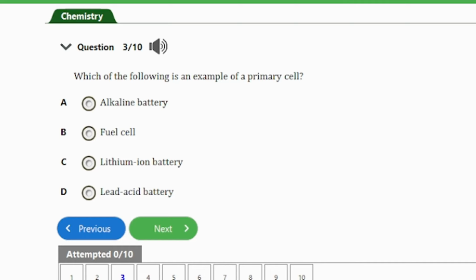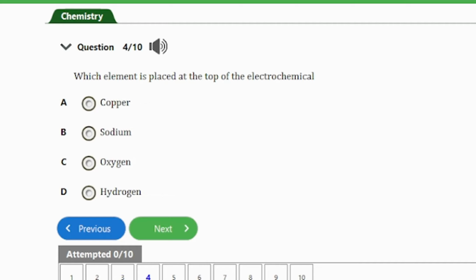Question number 3. It says, which of the following is an example of a primary cell? A, alkaline battery; B, fuel cell; C, lithium ion battery; and D, lead acid battery. So guys, primary cells are non-rechargeable batteries, and the alkaline battery is a common example of this primary cell. So that's option A here. Let's consider the next question.